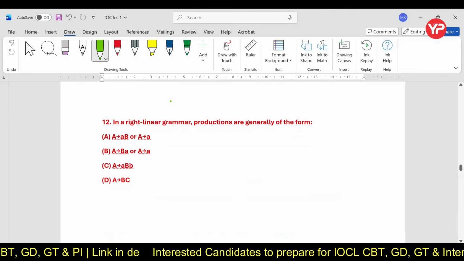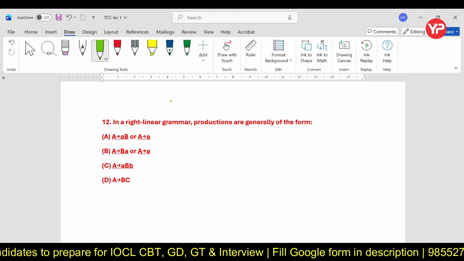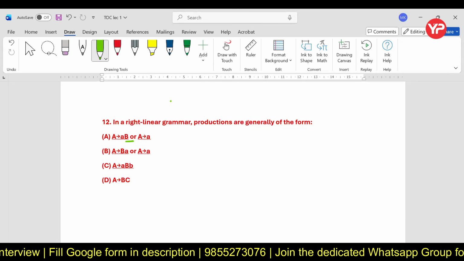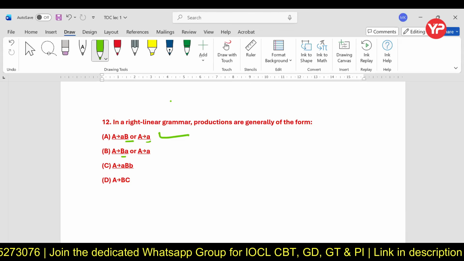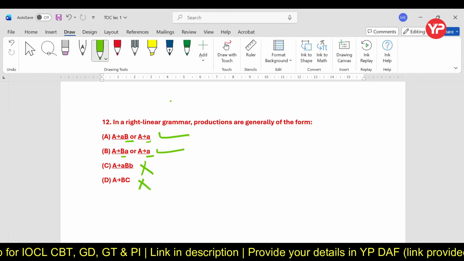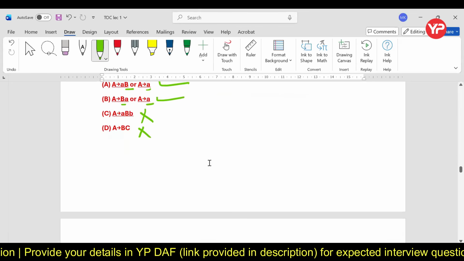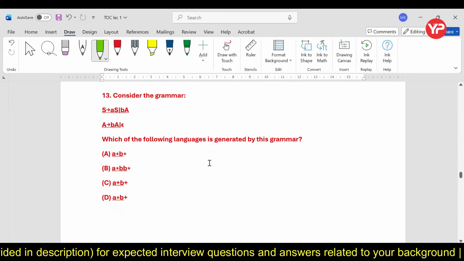Please solve this one. In a right linear grammar, productions are generally in the form of, see, here we have a variable at the right-hand side or no variable. This is right. Variable on the left-hand side or this one. Again, this is right. This is wrong and this is wrong. That's the point.